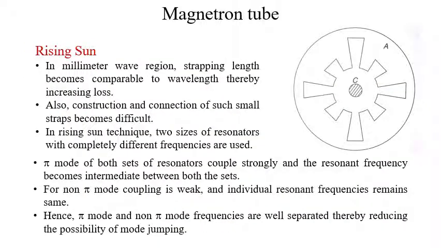Another method is the rising sun. In the millimeter wave region, strapping length becomes comparable to the wavelength, thereby increasing loss. Also, construction and connection of such small straps becomes difficult because the size of the cavities in millimeter wave will be very, very small. So under this condition, the rising sun technique is used, where two sizes of resonators with completely different frequencies are used. Here, since it is an 8 cavity magnetron, 4 cavities are with larger dimension and 4 cavities are with smaller dimension alternately.